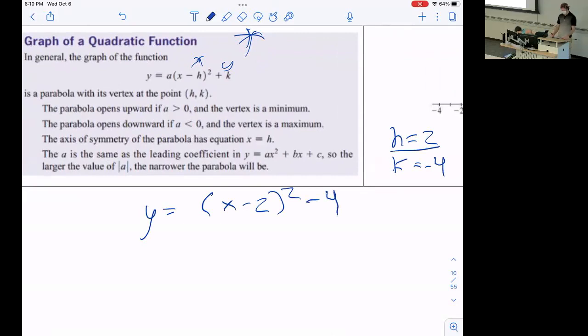So we got this part. Now let's read the rest of what this says. If a is greater than 0, the parabola opens upward and the vertex is a minimum. The parabola opens downward if a is less than 0, and the vertex is a maximum.